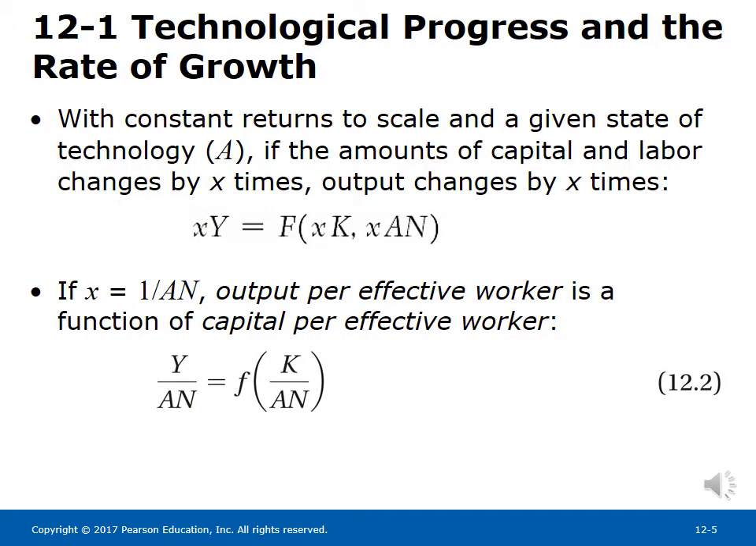(12-1) Technological Progress and the Rate of Growth. With constant returns to scale and a given state of technology A, if the amounts of capital and labor change by X times, output changes by X times. If X is equal to 1 over AN, output per effective worker, Y over AN, is a function of capital per effective worker, K over AN, as shown by equation 12.2.